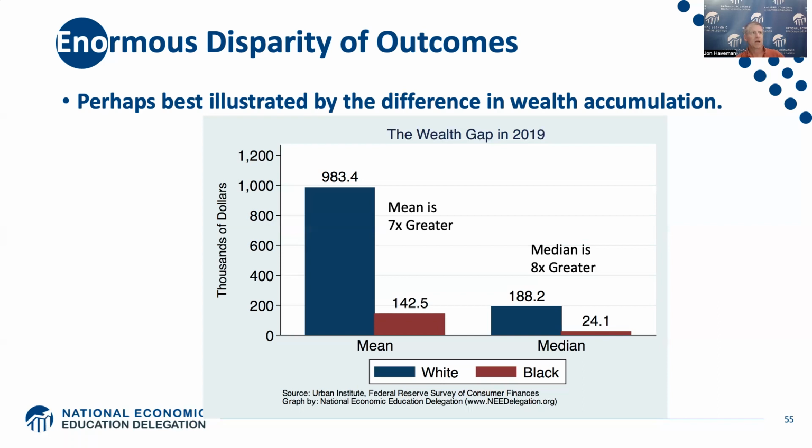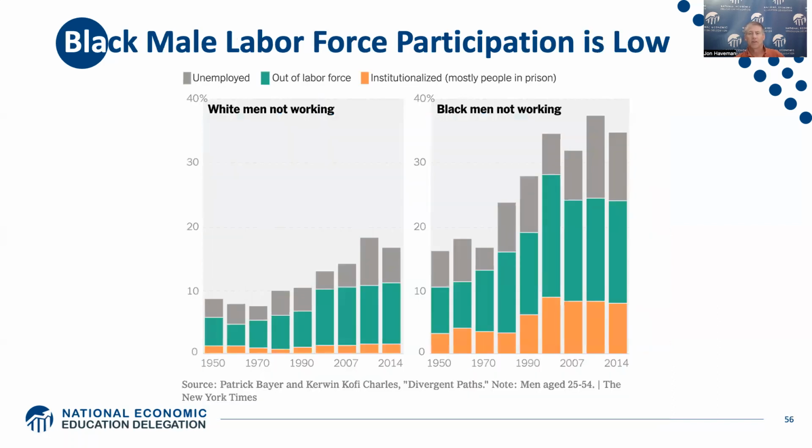Right. And it makes a difference. There are differences in labor force participation rates. Those are over here on the left, it's white men not working. The orange is because they're institutionalized, mostly in prison. Green is out of the labor force, and brown or gray is unemployed. The bars are much higher. It's for the same time period for Black men not working as for white, and the bars are much larger for Black men rather than white.